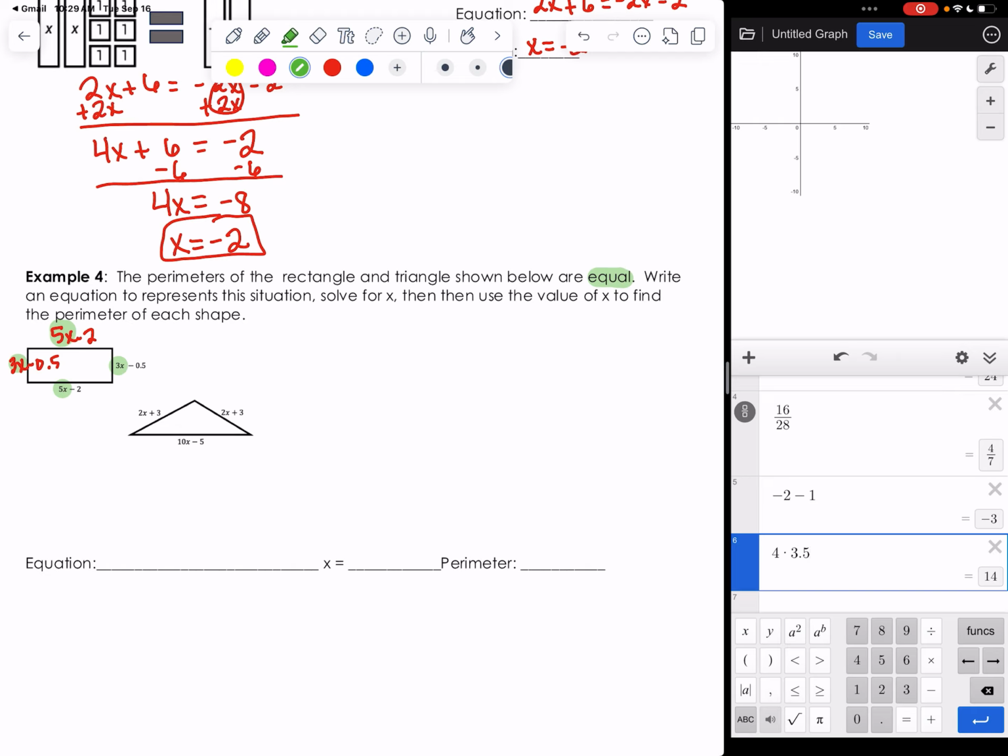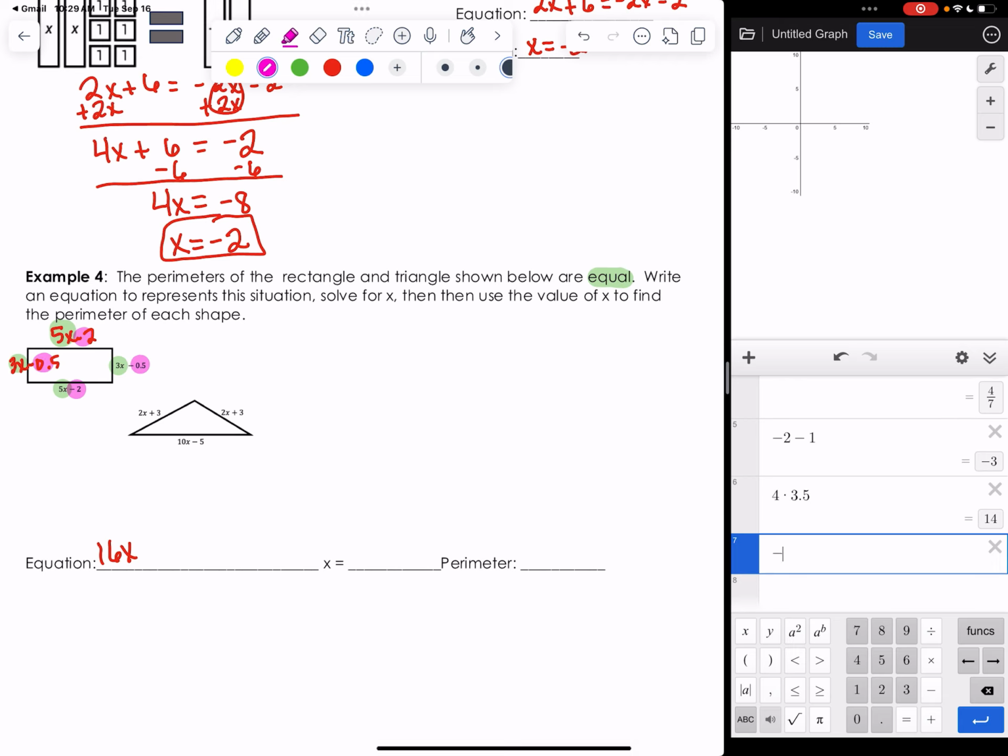So 5 plus 3 is 8. 8 plus 5 is 13. 13 plus 3 is 16x. Okay. Now I'm going to add up my constants. I have negative 2 plus negative 2 plus negative 0.5 plus negative 0.5. You might want to put this in the calculator if you're afraid of making mistakes. So negative 2 plus negative 2 plus negative 0.5 plus negative 0.5. And that equals minus 5.